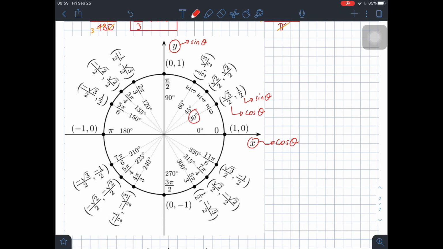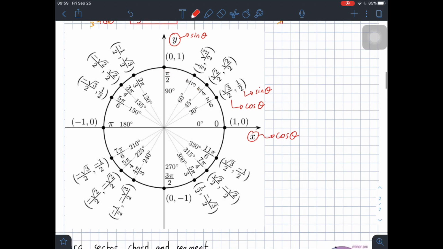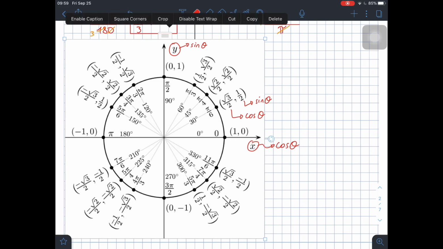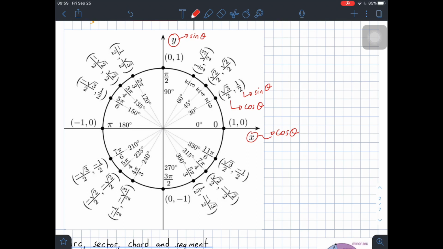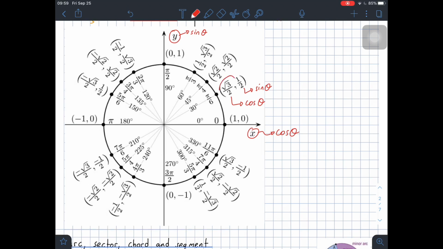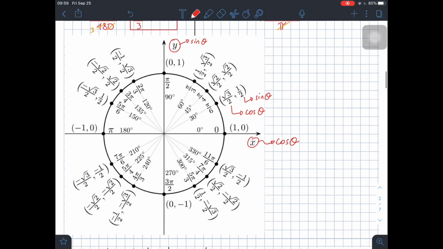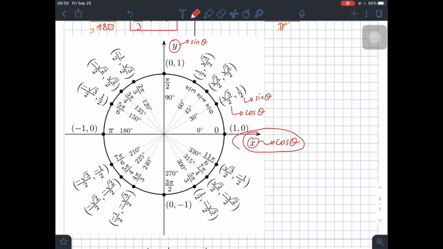For example, 30 degrees, its equivalent in radians is pi over 6, 45 is pi over 4, 60 is pi over 3, 90 is pi over 2, and so on, right? So you have the relationship between degrees and radians, and here you have the cosine and sine values for each angle, right? If you visualize here, the x-axis will always correspond to the cosine values, while the y-axis will always correspond to the sine values.